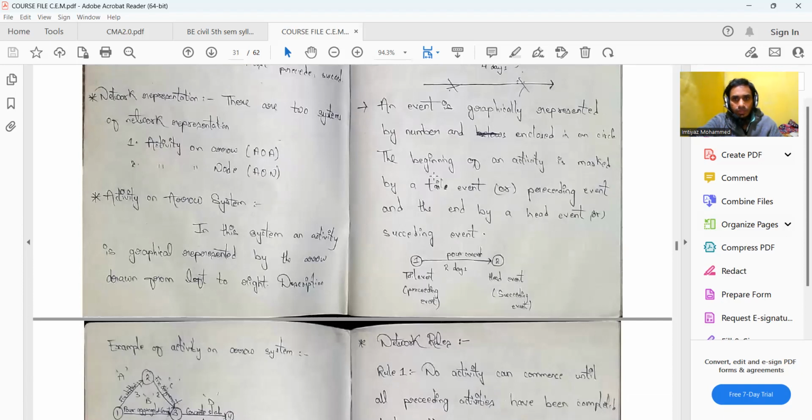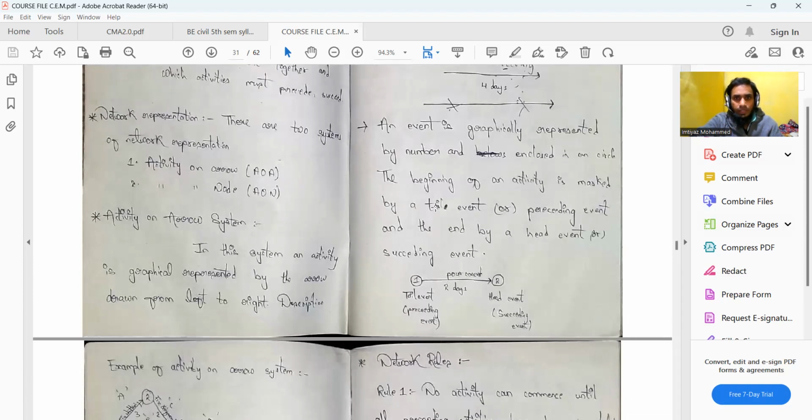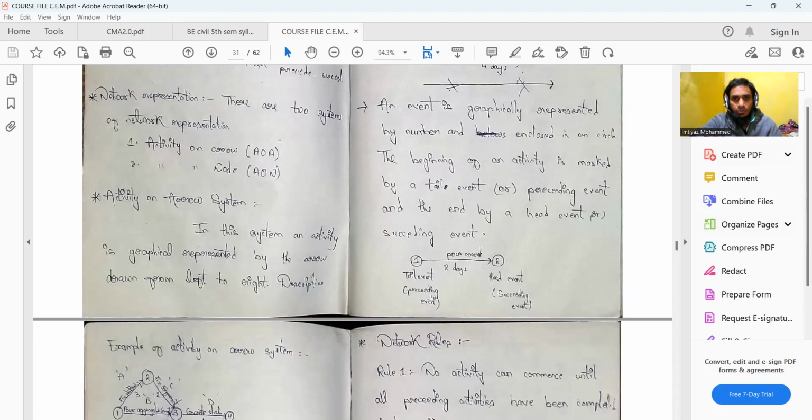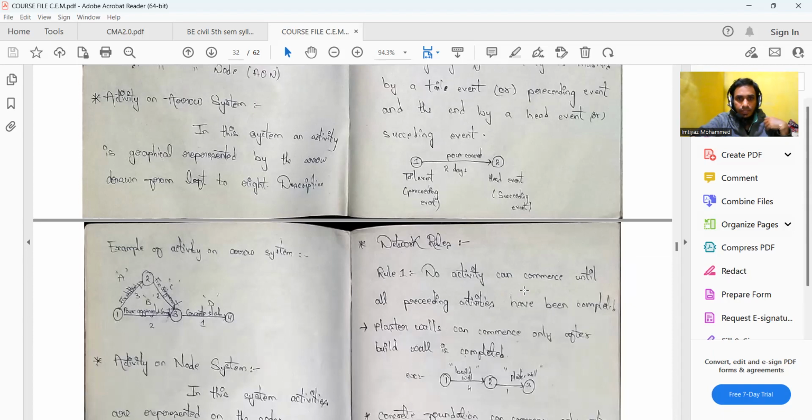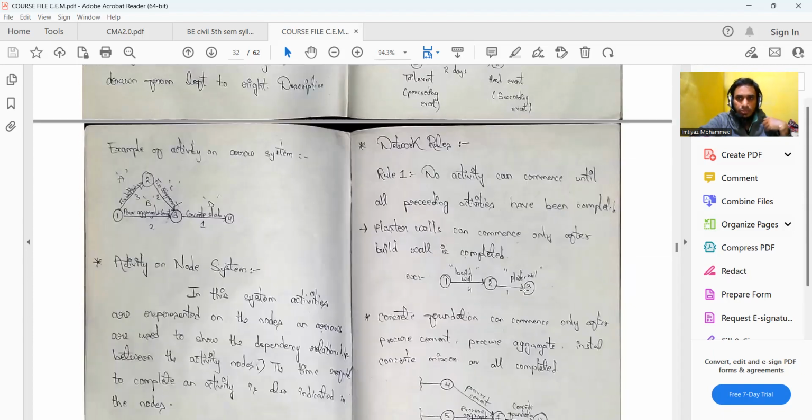Moreover, an event is graphically represented by a number in the activity on node system. The beginning of the activity is known as the tail event, also known as the preceding event. The head event is known as the succeeding event. Now we have certain network rules. When we are constructing a network diagram, we need to follow certain protocols, certain rules. Now let us look at rule one.